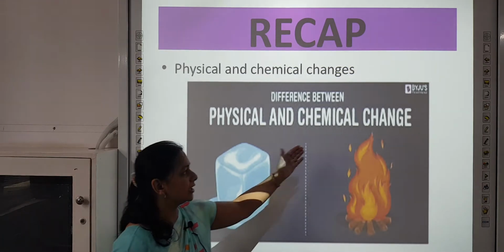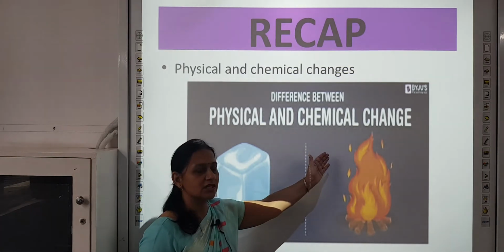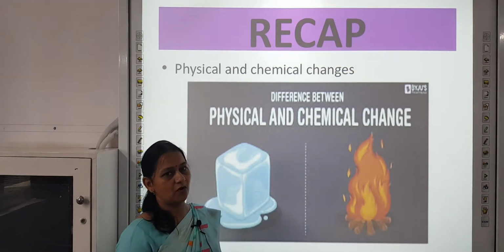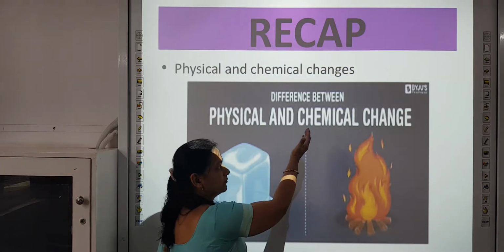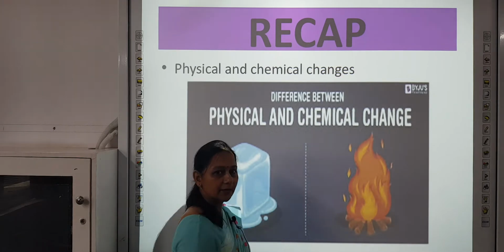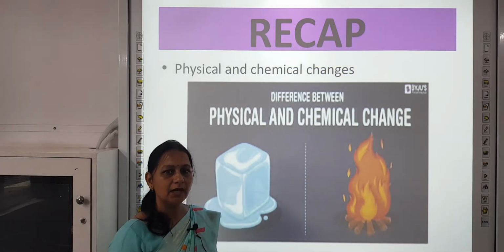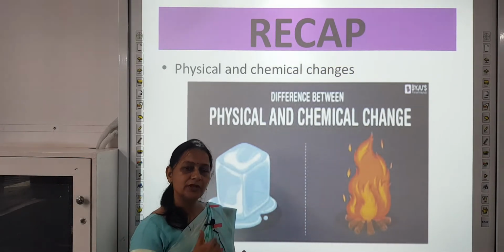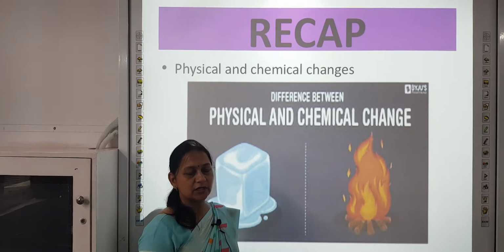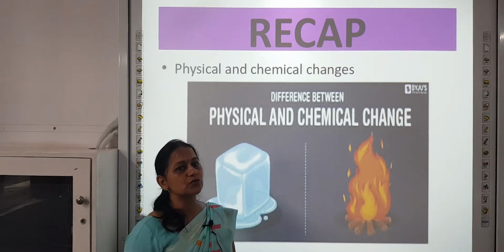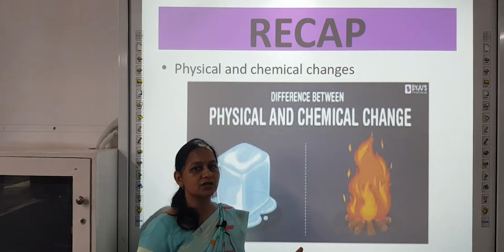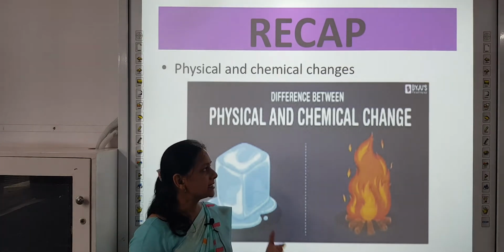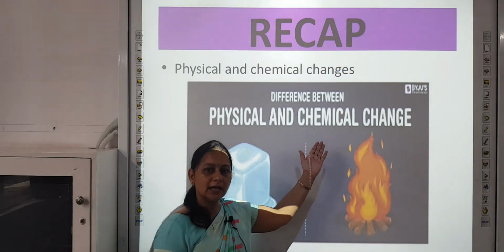Again, in chemical change, a new substance is formed. You get a new substance when the matter undergoes chemical change. Example, when you burn wood, you get ash out of it. So, the substance which was originally with us, that is wood, has changed into ash. So, this is an example of chemical change.